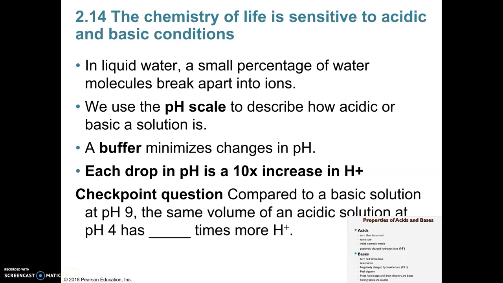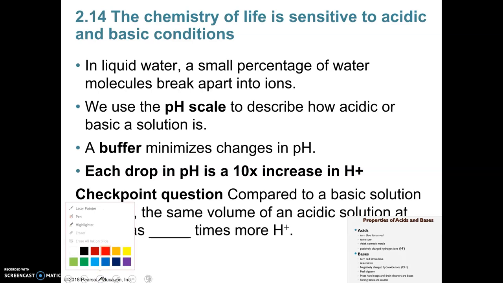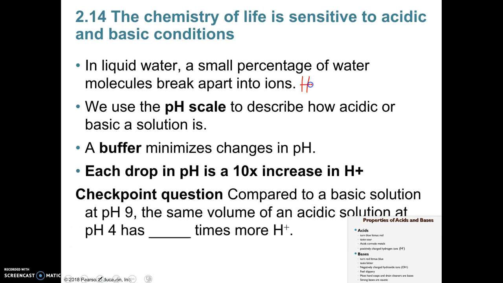All right, in this last section, we're going to talk about acids and bases. Your book doesn't go into a huge amount of detail on this, and you'll learn a lot more when you get to chemistry. But to simplify things for you, in water, you have H2O, right? But you also have, in very, very tiny amounts, water molecules themselves that can break up into H+ and OH minus, hydrogen ions and hydroxide ions.